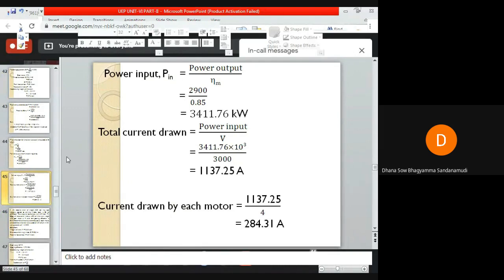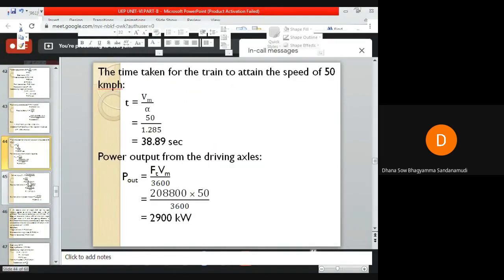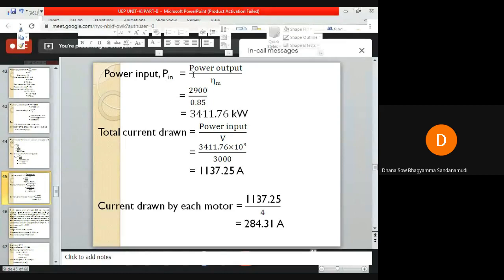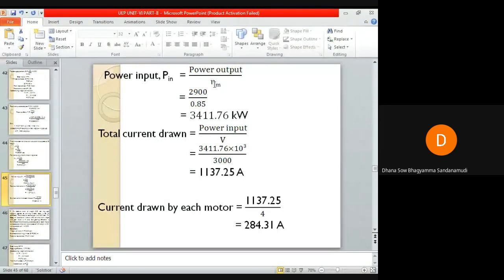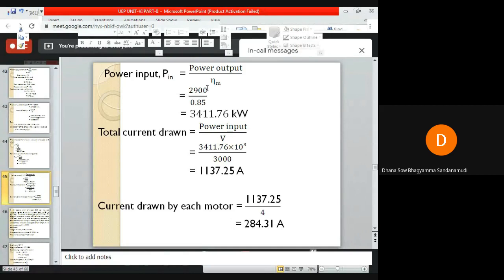Okay, we have just now calculated output power. We can calculate the input power based on the given data. So efficiency of the motor is given, that is 85%. So you just substitute 0.85. Output you already know, 2900 we have got. So 2900 by efficiency you will get input. Input efficiency formula, output by input. That's the formula I have used here.